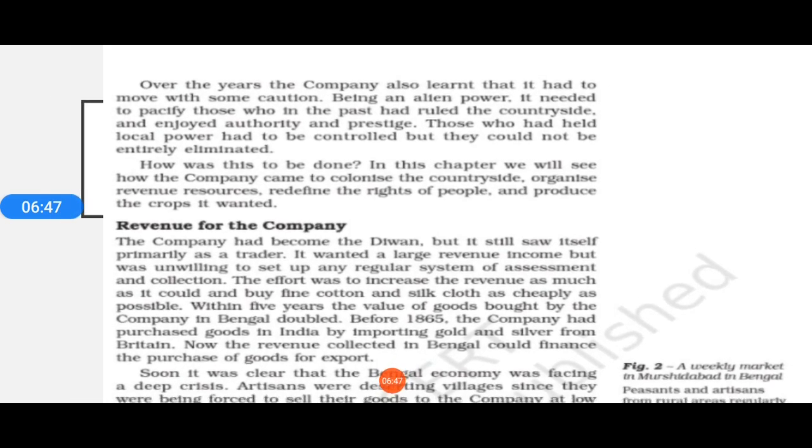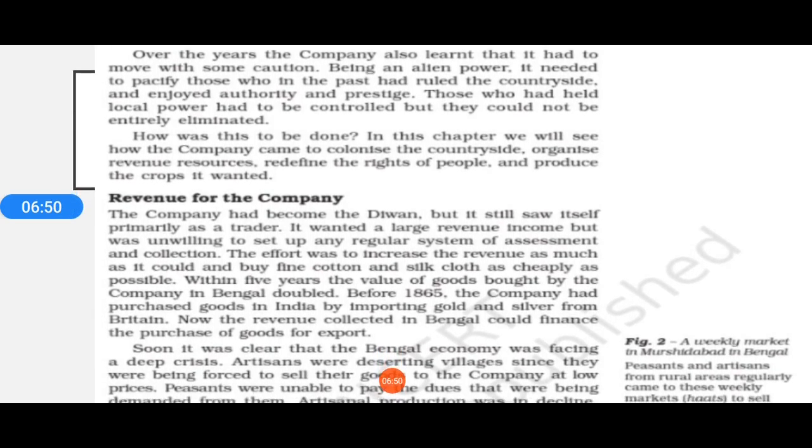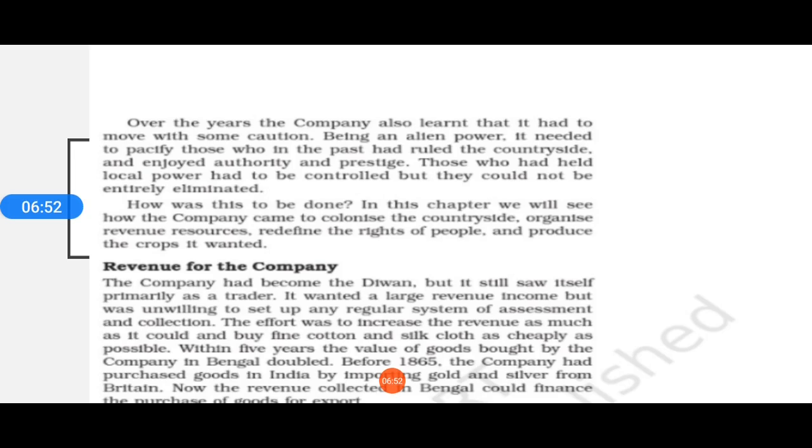Now, when the Britishers became the Diwan, they also took care to bring the local people of the countryside, that is peasants, zamindars, the local authorities, the zamindars and talukdars, into their favor. If the Britishers win the favor of these people, then automatically the peasants will also obey the Britishers. So this was a planning or strategy of the Britishers.